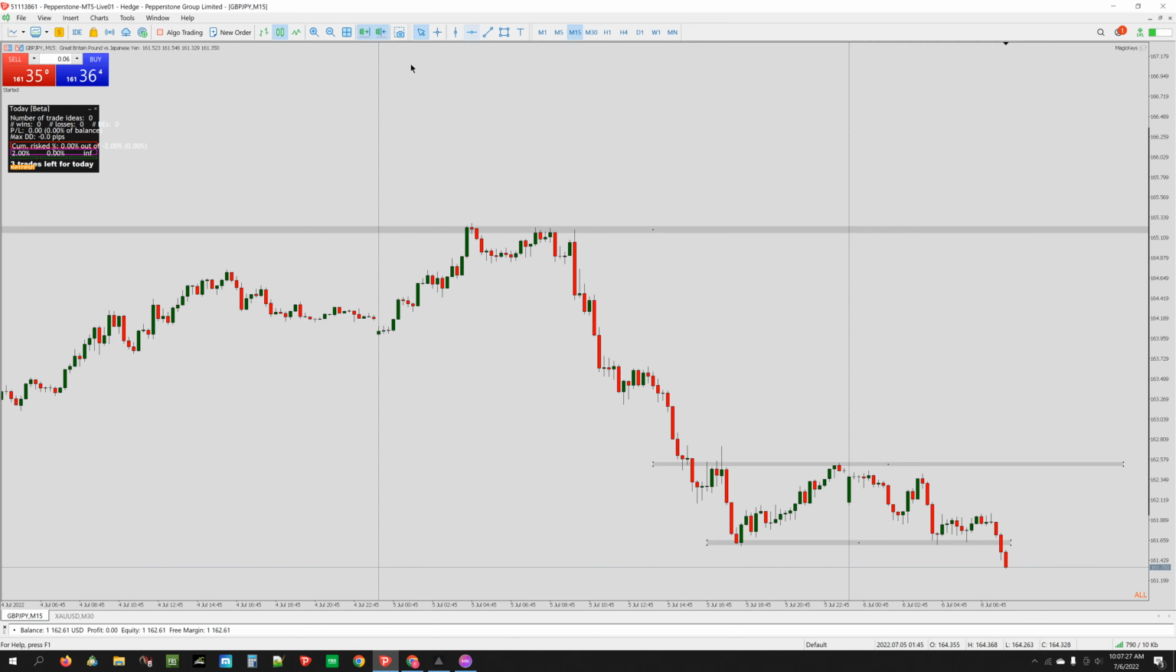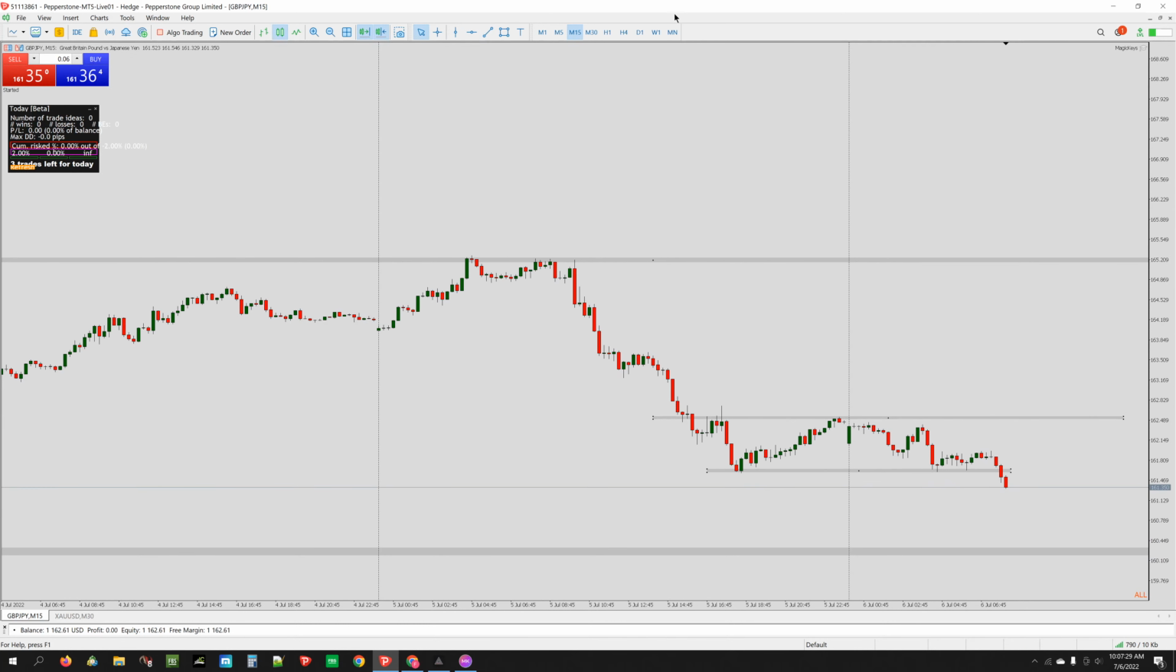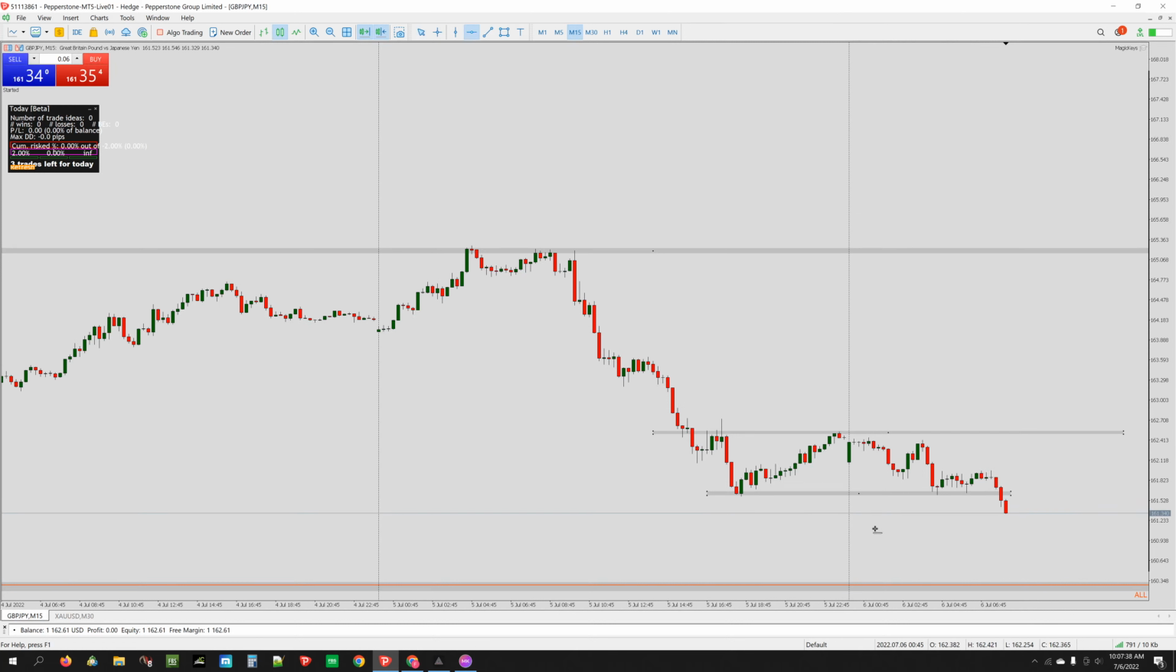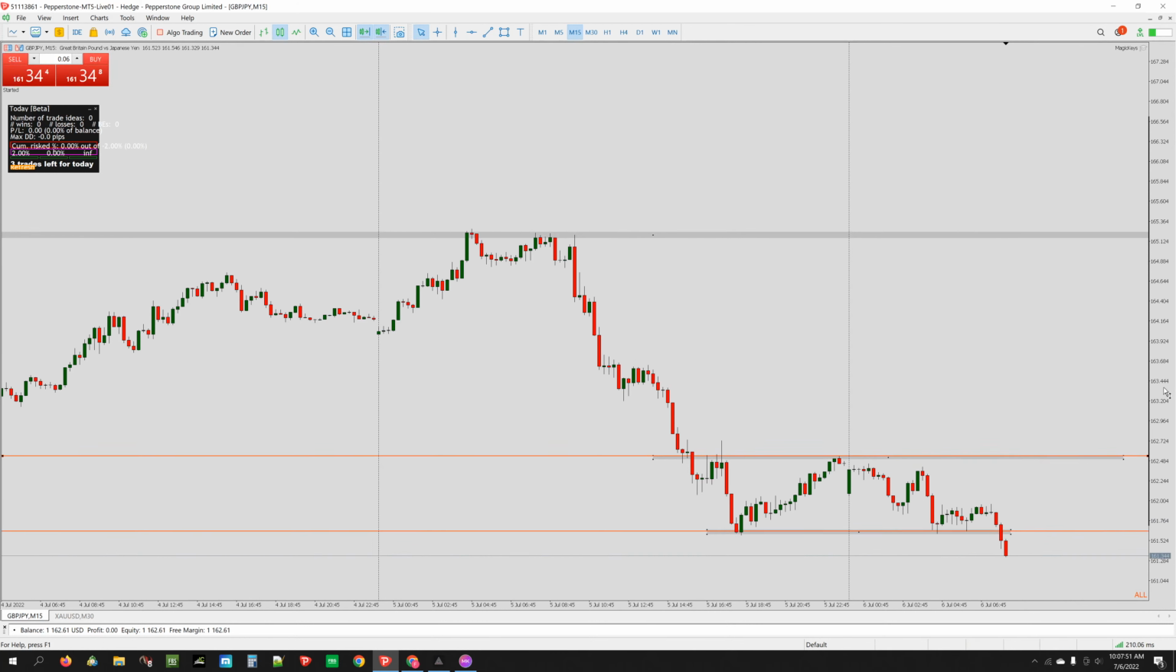So this is our whole idea for GBP/JPY. This support at 161.300 is a very strong support. This is also a strong support at 161.700. If we break above 162.500, we can potentially keep moving up.